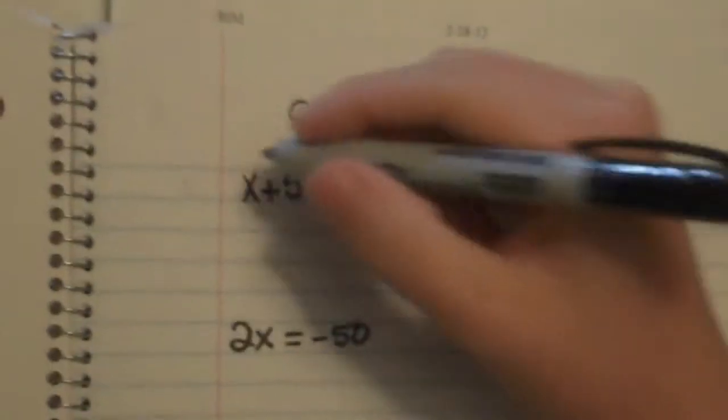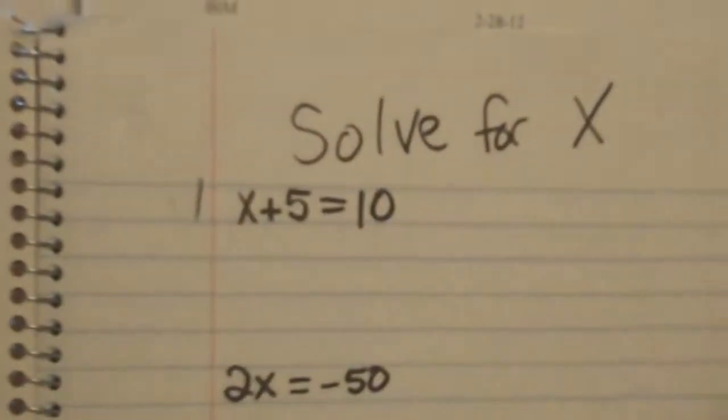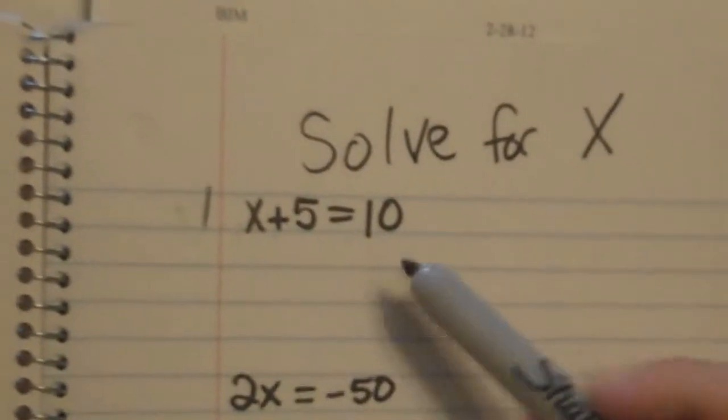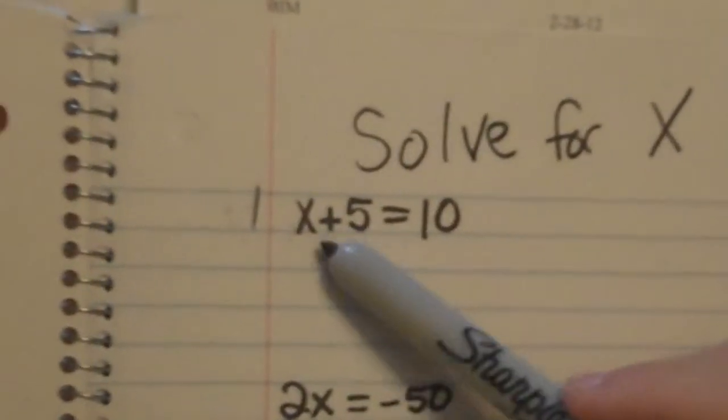So today we're going to be working on 4 practice problems. So we're going to be looking at problem number 1 here. So we have x plus 5 equals 10. Well, we want to isolate x over here on the left.